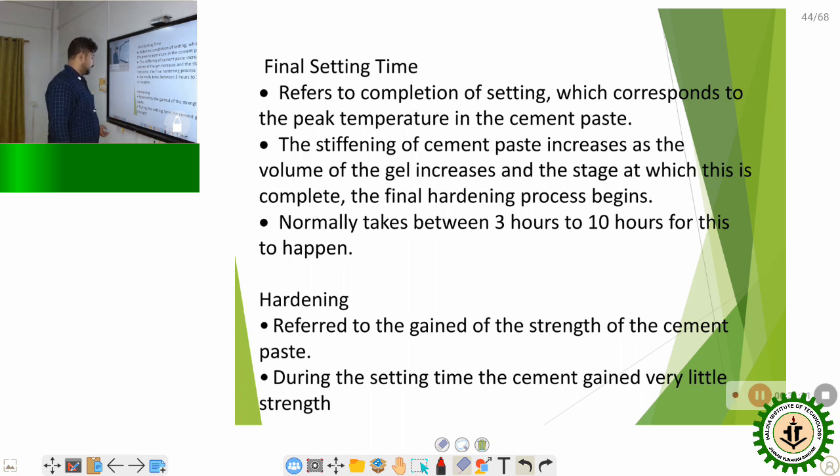Hardening refers to the gain of strength of the cement paste, and during the setting time the cement gains very little strength.